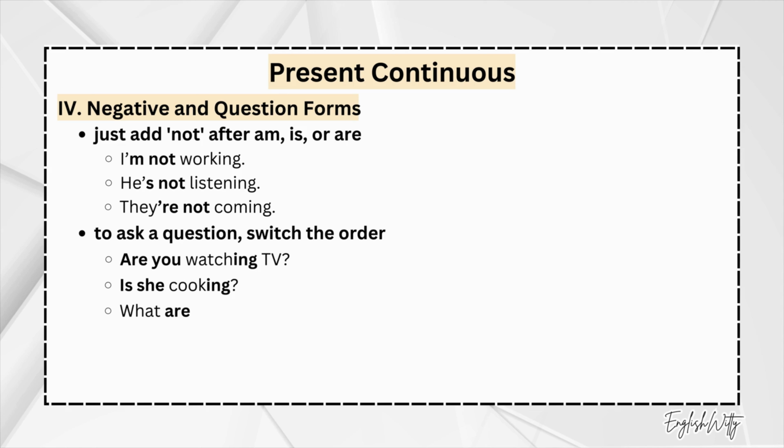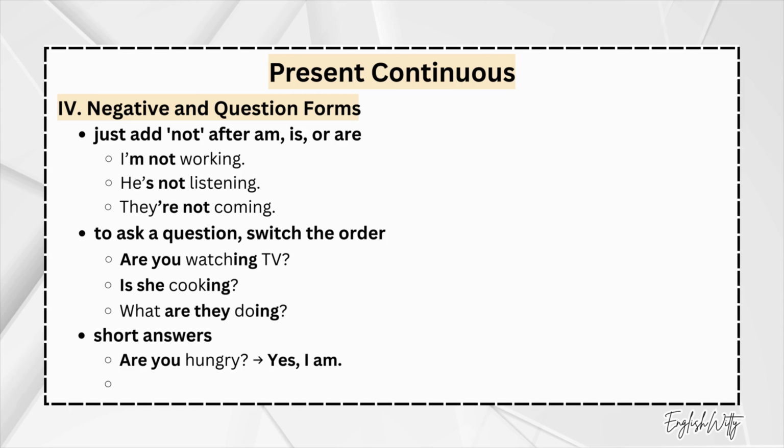What are they doing? In English, we often use short answers instead of repeating the whole sentence. They're quick, natural, and polite. For example, are you hungry? Yes, I am. Is he coming? No, he isn't. Just remember to match the subject and the correct form of be. It's a simple way to sound more fluent in everyday conversations.